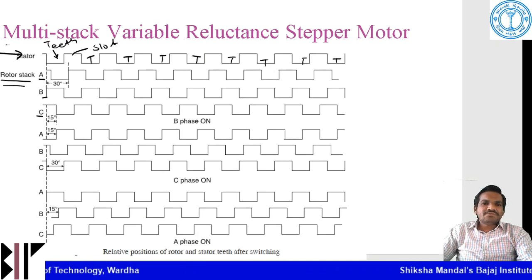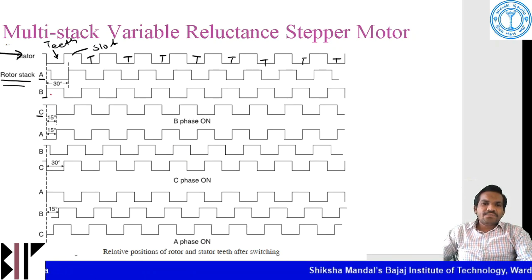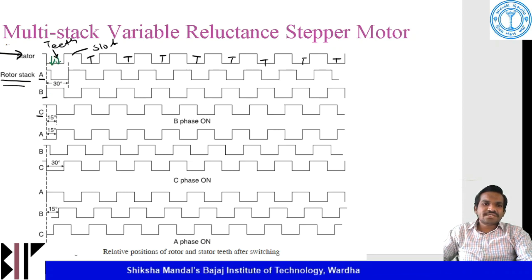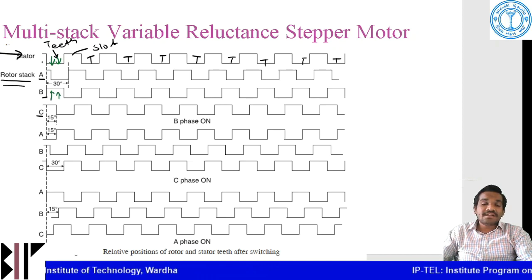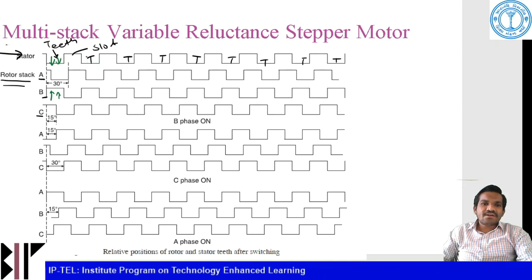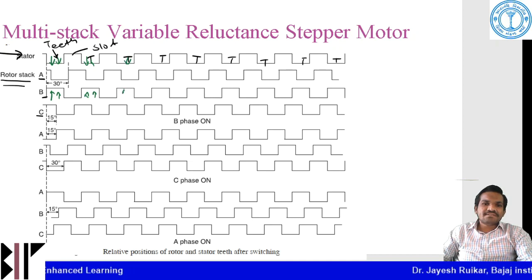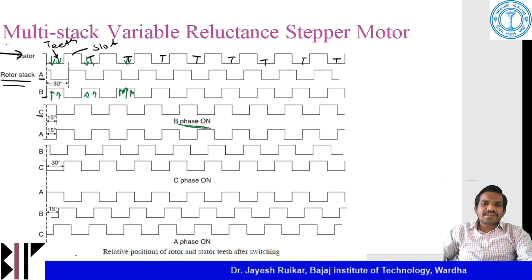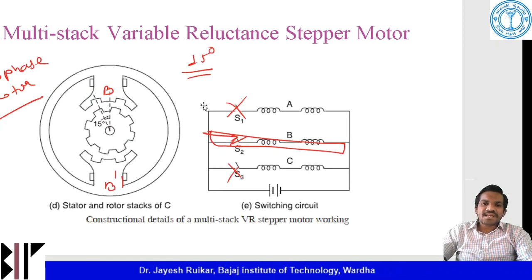Now see here, come back to this diagram particularly. When you see these teeth, they are aligned to each other, you can see that. They are attracting each other. Your stator and rotor are attracted to each other because their teeth are aligned. See here for B and this stator, they are aligned everywhere. In this case I have energized B phase, which means B phase is on, and B phase on means S2 is closed.